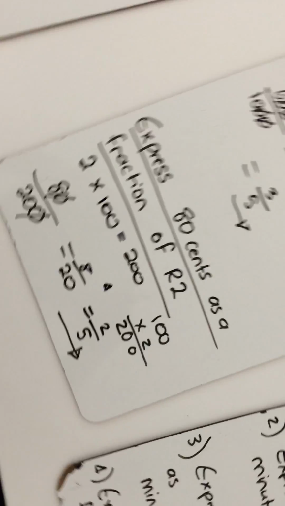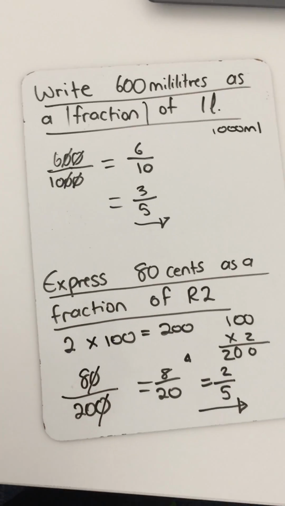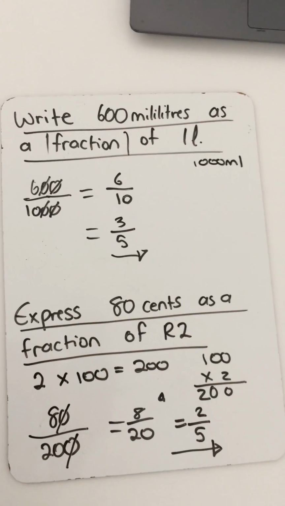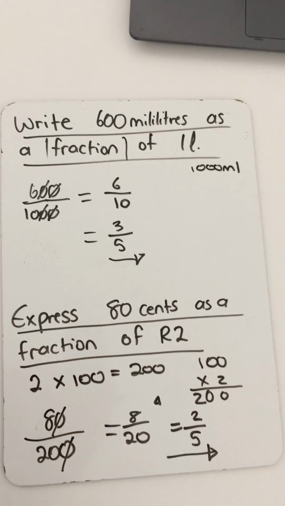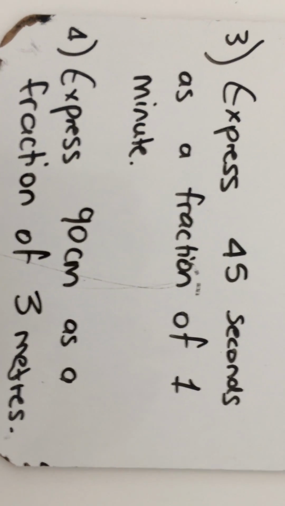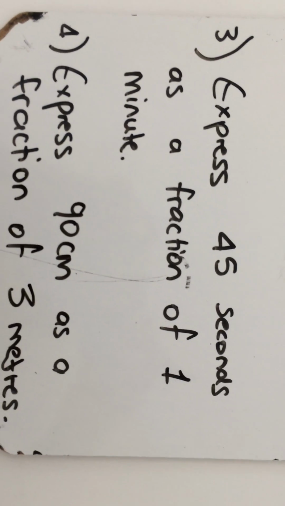If you understand this clearly, and you know how many milliliters there are in a liter, you know how many cents there are in 1 rand, and you can remember how many kilometers and meters and centimeters and millimeters there are in each other, then I'd like you please to pause this video and do this activity on your whiteboard by yourself, please. If you do not understand, go back and watch the video again.